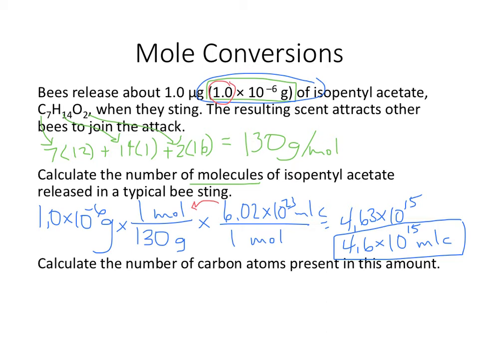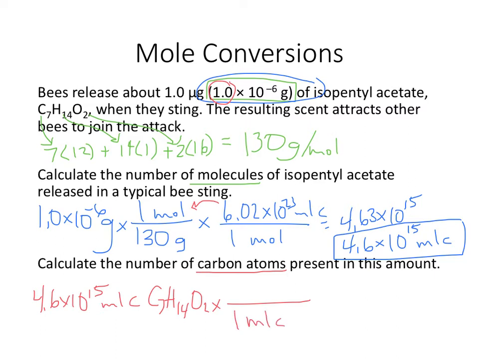So the next question, a tad trickier, calculate the number of carbon atoms specifically present in this amount. So this amount is 4.6 times 10 to the 15 molecules. That's the number of molecules of C7H14O2. So from that one molecule of C7H14O2, notice that there are 7 carbon atoms. There are 7 carbon atoms because it's C7H14O2. So we're going to take that answer that we got originally and multiply it times 7.